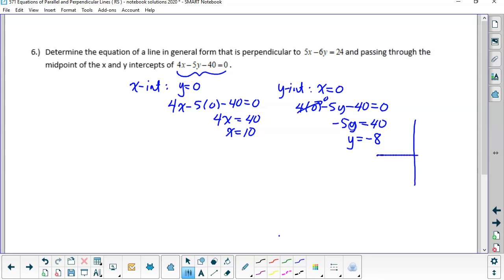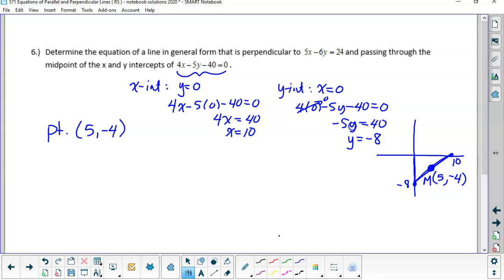So do a little sketch if you need to, right? So y-intercept of -8, x-intercept of 10, and we want the midpoint. Well, because those are intercepts, that's pretty easy to see. Half of 10 is 5, half of negative 8 is negative 4. Okay, so that's your midpoint. So now we know a point. So the point is 5, negative 4.